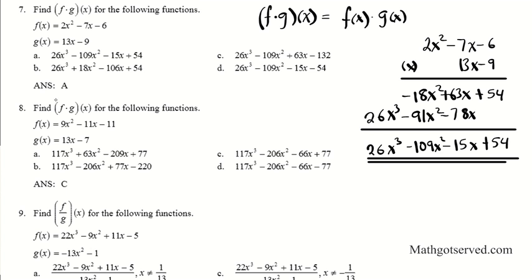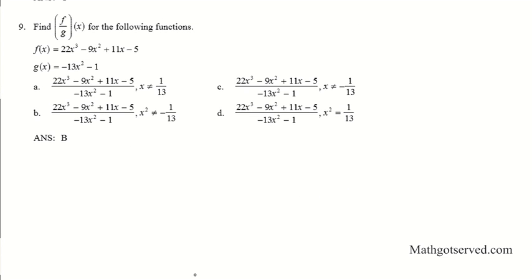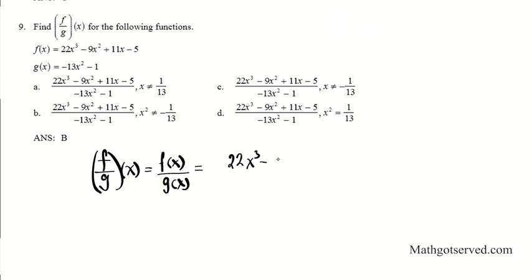All right, now let's move on to question number 9. This one involves finding the quotient. So it says, what is f over g of x? So if you look at the options, you notice that no factorization was done. So we know that f over g of x is simply f of x over g of x. F of x is 22x to the third minus 9x squared plus 11x minus 5. And that whole thing divided by negative 13x squared minus 1.